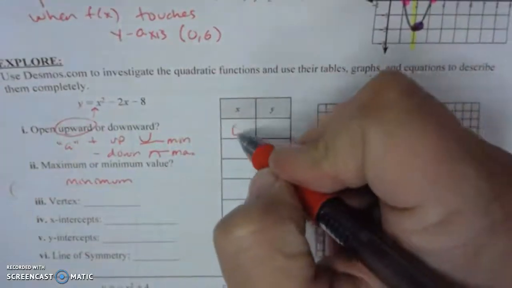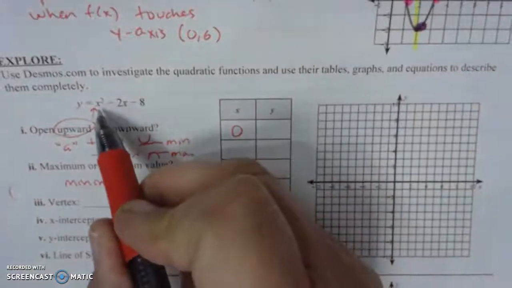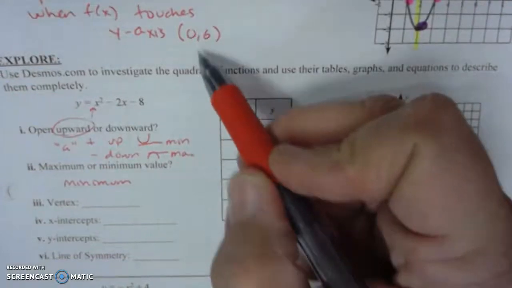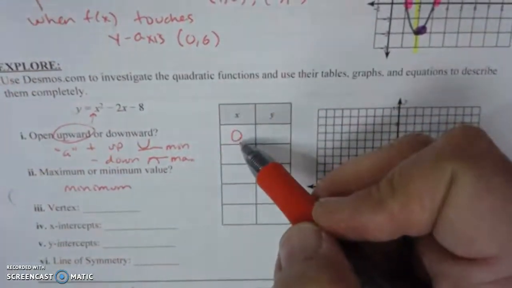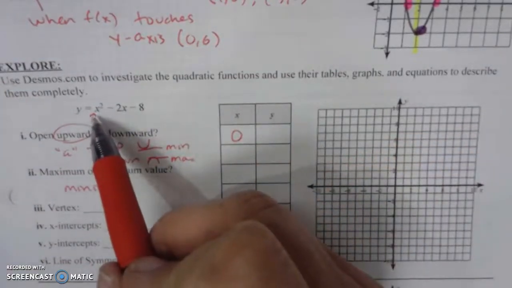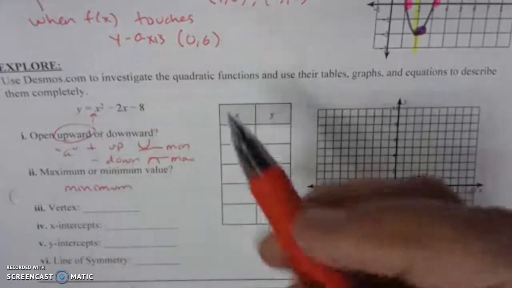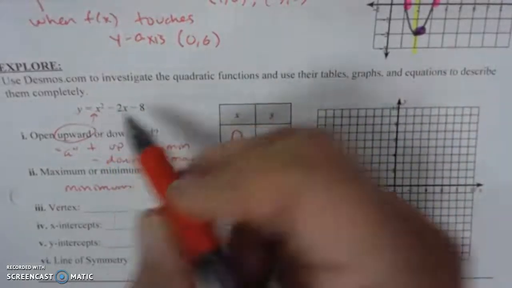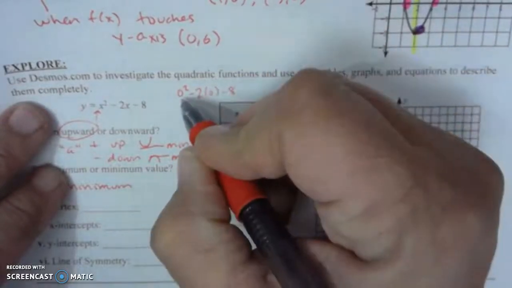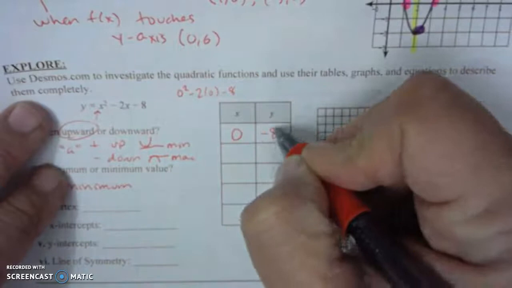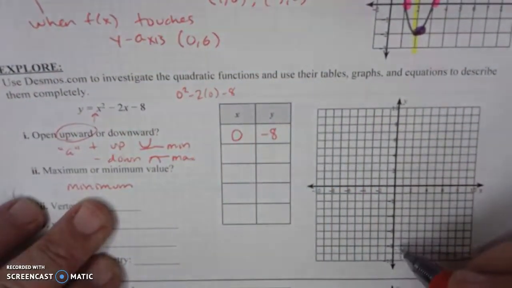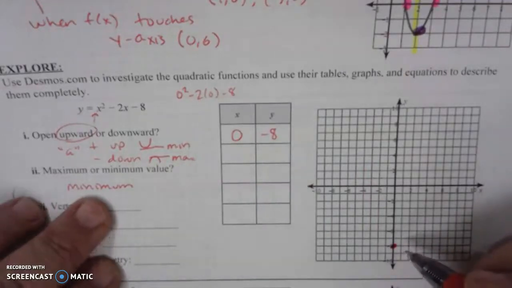So I'm going to plug the number 0 in for x. Remember, if x is 0, that's our y-axis, right? So that's going to give me my y-intercept, where it touches the y-axis. So I'm going to plug 0 into this equation. By plugging in 0, I get 0 squared minus 2 times 0 minus 8. So I'm going to get -8. So we know my y-intercept is (0, -8). So I can go down here and put a point at (0, -8).